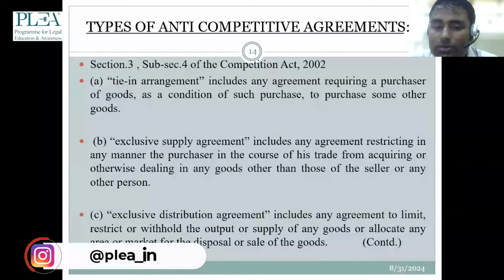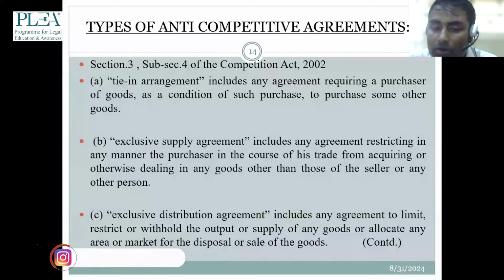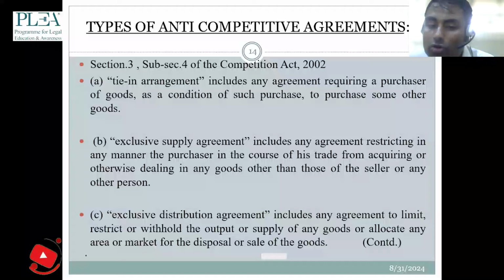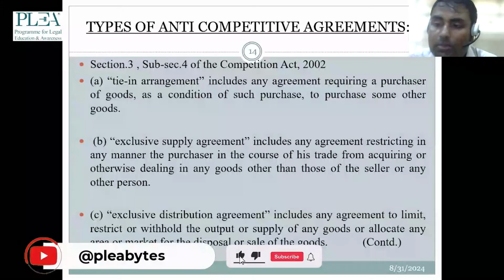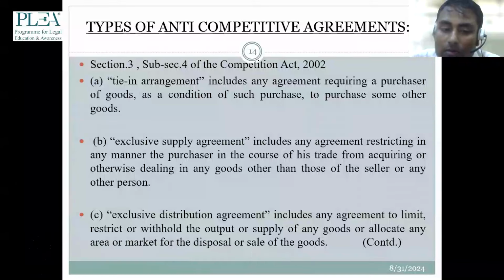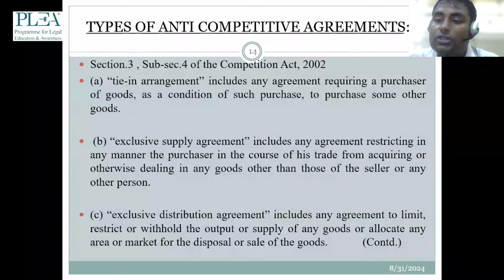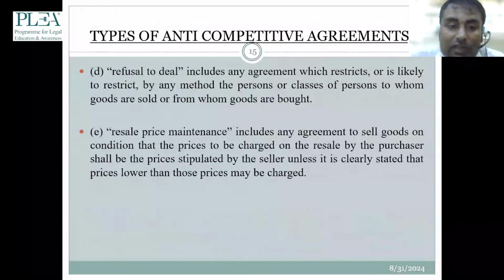Due to this exclusive distribution agreement, it includes any agreement to limit, restrict, or withhold the output or supply of any goods. Products are available in the market, but supply has not been done to or allocated to any area or market for the disposal or sale of the goods, or that has been selected in a particular area, the goods will be served, and that is with a higher price. Yes, next slide. Refusal to deal.